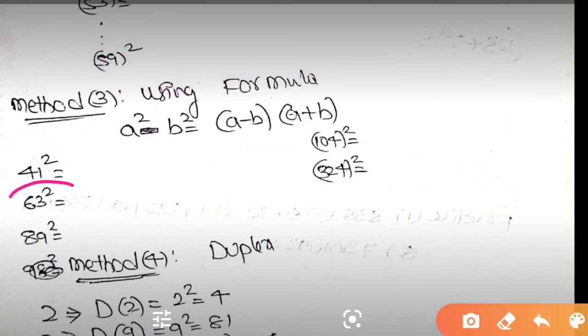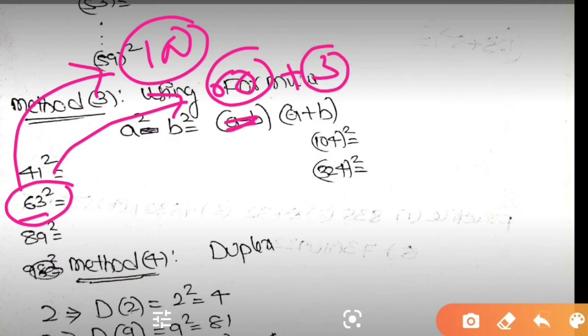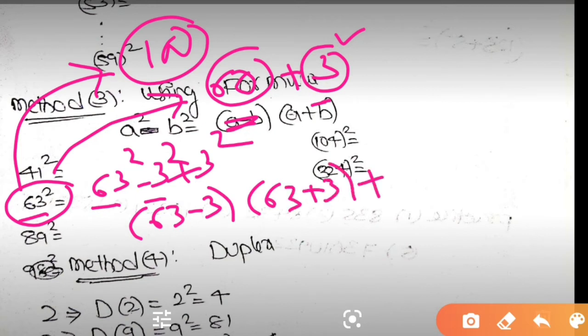If I want to do 63 squared, 63 is also far from 100. That's why I am taking 60 as a base. If we take 60 as a base and add 3 to this 60, we get 63. So using this 3, I am writing 63 whole squared minus 3 squared plus 3 squared. Here a squared minus b squared, what is the formula? a minus b, 63 minus 3, and a plus b, 63 plus 3, plus 3 squared, which is 9.